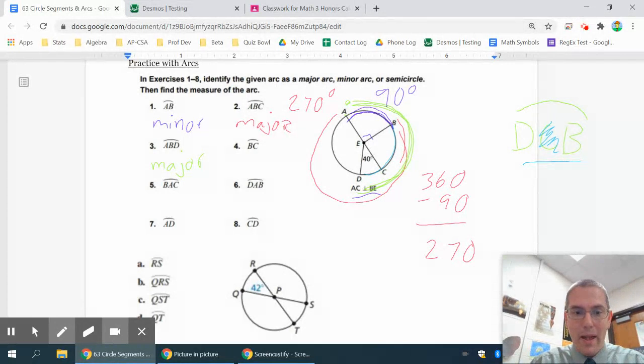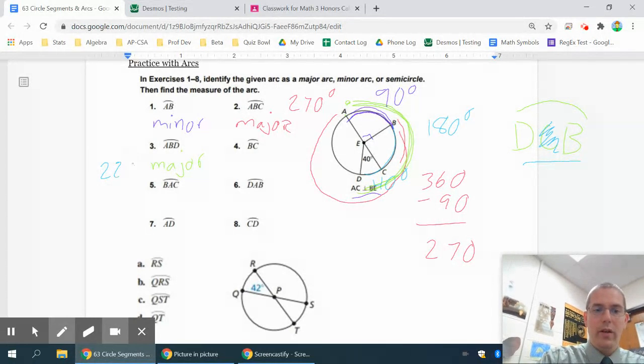So if I go from A through B and then on to D, I've gone a pretty long way around the circle. I've got a couple options to figure that out. I could say that from A to C is a semicircle, so A to C was 180, and then plus D to C is another 40. So I could do it that way. 180 plus 40 would have been a 220-degree arc.